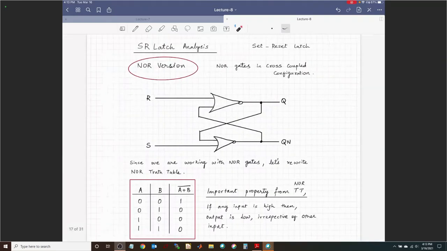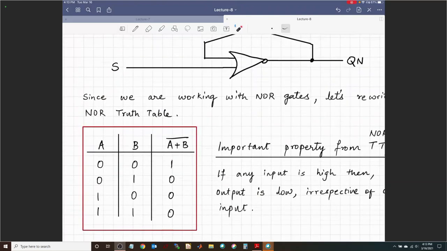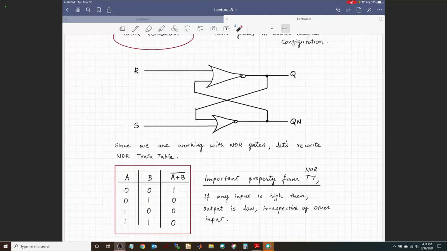Let's at least start the analysis first. So the SR latch analysis for the NOR version. You are using two NOR gates over here in a cross-coupled configuration. Because we are using NOR gates, it is important to review a special property of a NOR gate, which is: if any input is high, then the output is low, irrespective of the other input. I don't even have to worry about what the other input is. If one of the inputs is 1, the output is low. One of the inputs is 1, or both inputs are 1. The output is low in all these three cases.